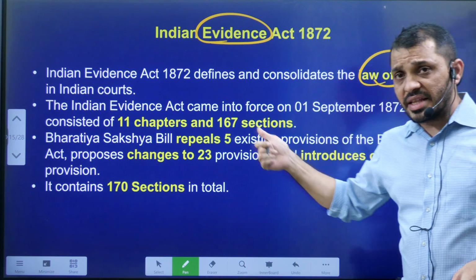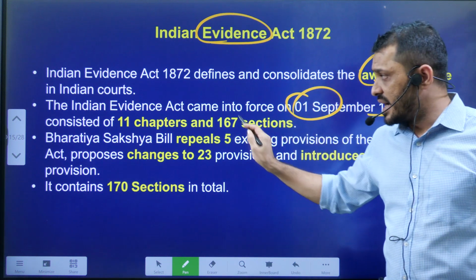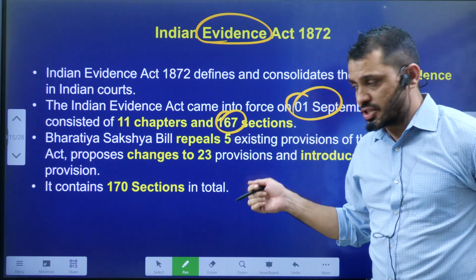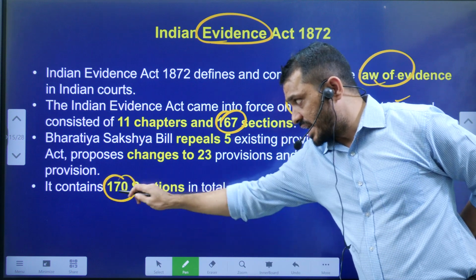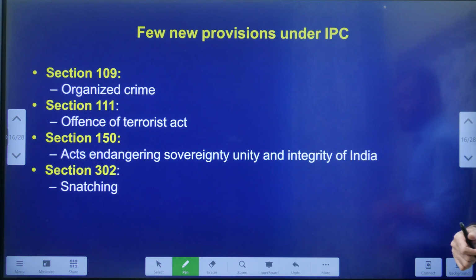Okay, the Indian Evidence Act came into force from 1st September 1872, and it consists of 167 sections. Now the new one is going to contain 170 sections. This is the overview regarding the Indian Evidence Act.